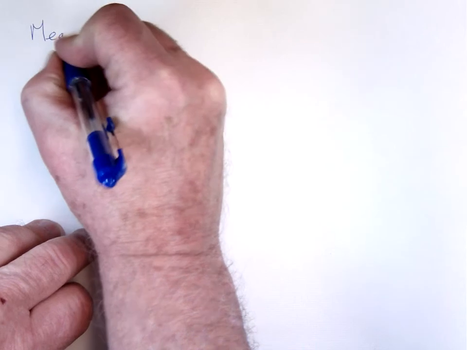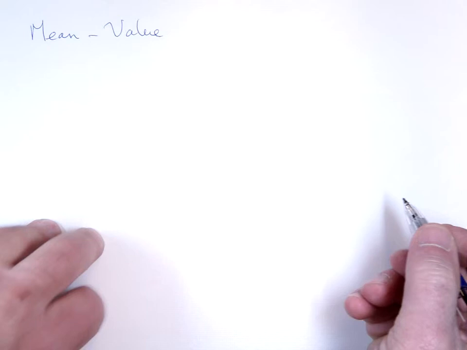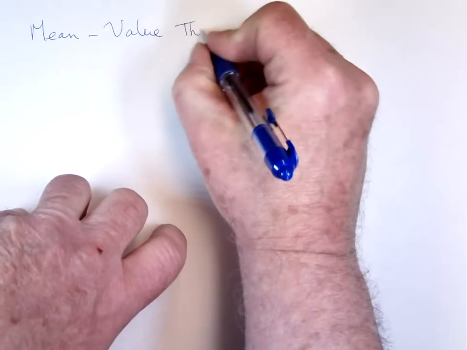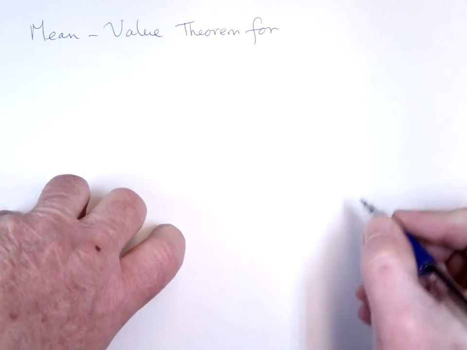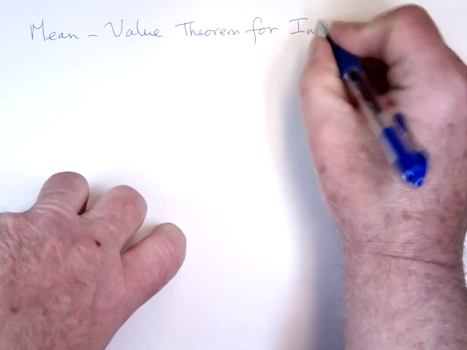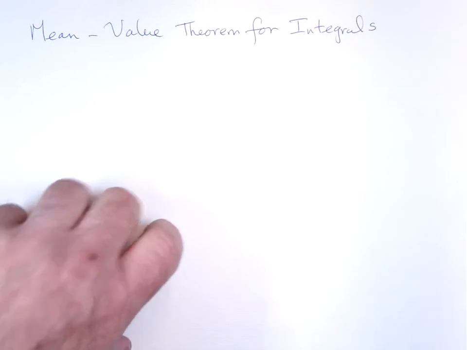What we're going to do here first is called the mean value theorem for integrals. That's the first thing we're going to do. We're going to do 2 proofs here. Mean value theorem for integrals.